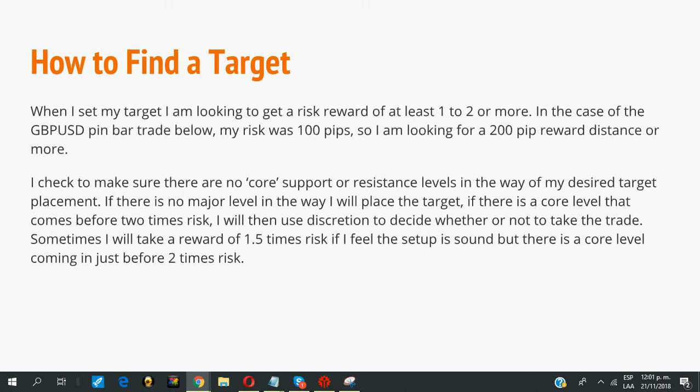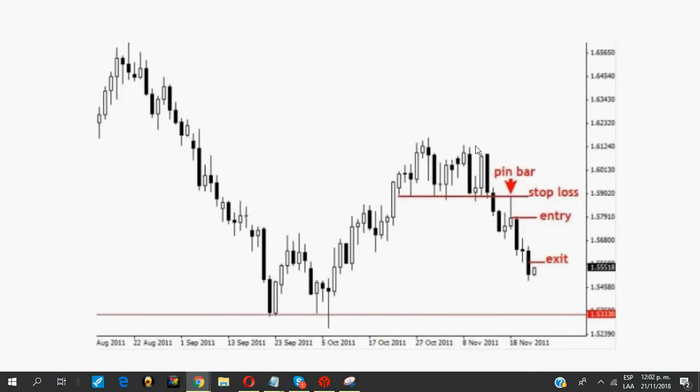Sometimes I will take a reward of 1.5 times risk if I feel the setup is sound but there is a core level coming in just before 2 times risk. Here, my entry level, my stop loss at 100 pips above, and my target 200 pips below, for a risk-reward of 1 to 2.